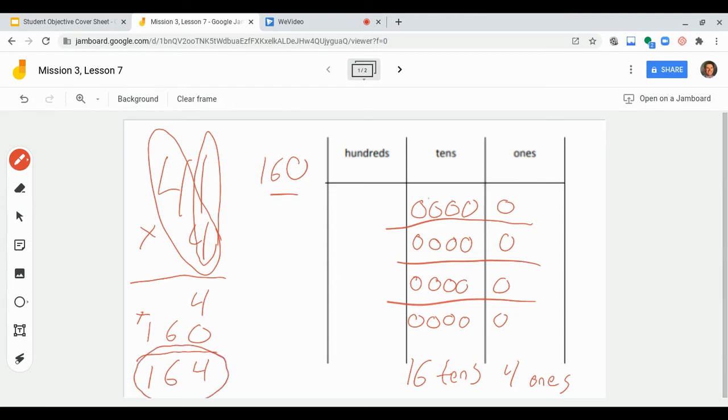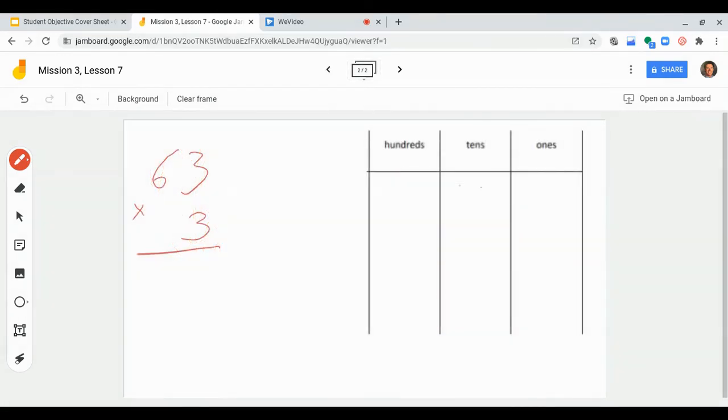And that, my friends, is the product. 164. Let's take a look at one more example. Okay, I don't know about you guys, but I'm having fun here. So we're going to do one more because this is fun.